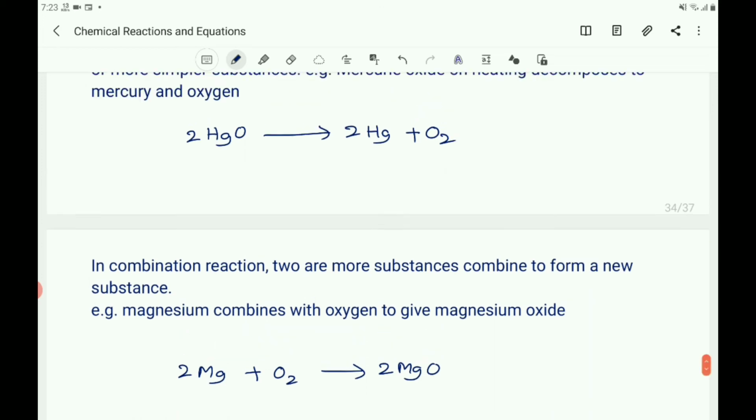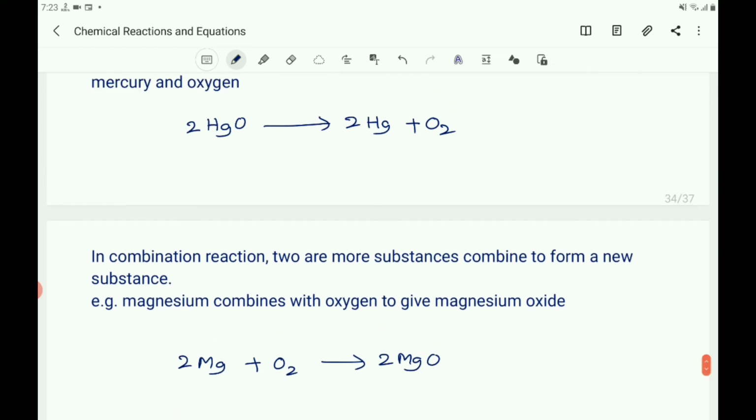So in decomposition, the reactant is single. In combination, the product is single. That is the difference here. Therefore, one is the opposite of the other.